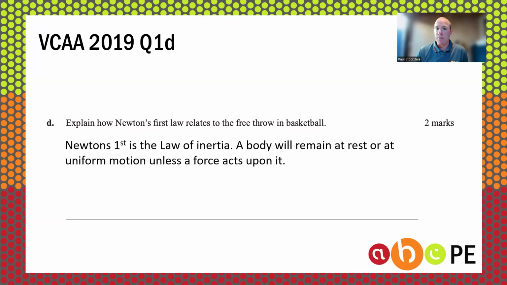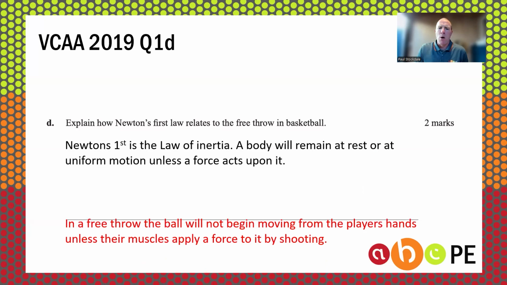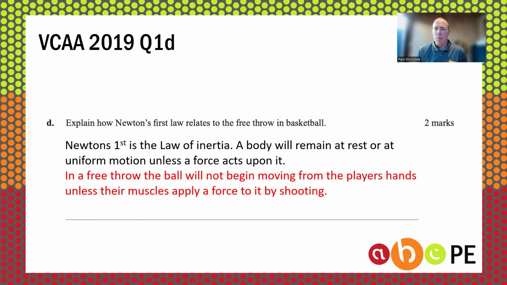Okay, our first sentence should be the law of inertia, and we've got to define it. I think with your definitions, it's important that you really nail these. And the second mark probably seems a little bit too simple. But what we're looking at is that the ball will not move unless acted upon by the force of the player. You could have also said the ball will continue in its motion until it hits the ring or the backboard, etc. But you just had to have that explicit link to a free throw.